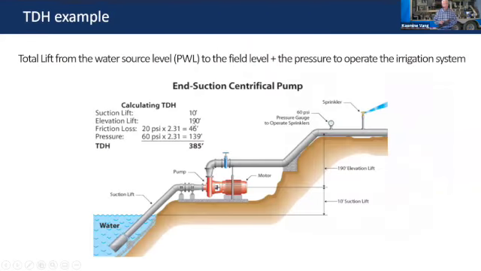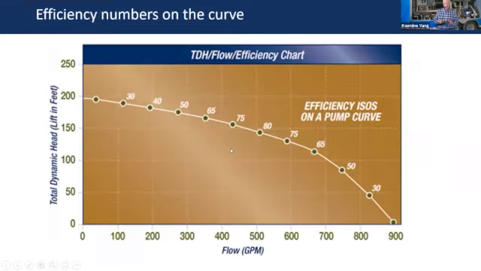Here's an example real quick. I showed this earlier again, 10 foot of suction lift, 190 foot of elevation lift. It's not to scale, obviously. To convert friction losses to feet, we go 20 psi times 2.31 equals 46. And pressure maintenance, 60 psi times 2.31, 139 feet. So in this particular example of total dynamic head, or total lift of this pump from the water to here to run the sprinkler system, we're going to have 385 feet of lift on this pump, or feet of head. Okay, so that's just one thing I wanted to show real quick, because we'll be utilizing that. And so it's important to understand that.